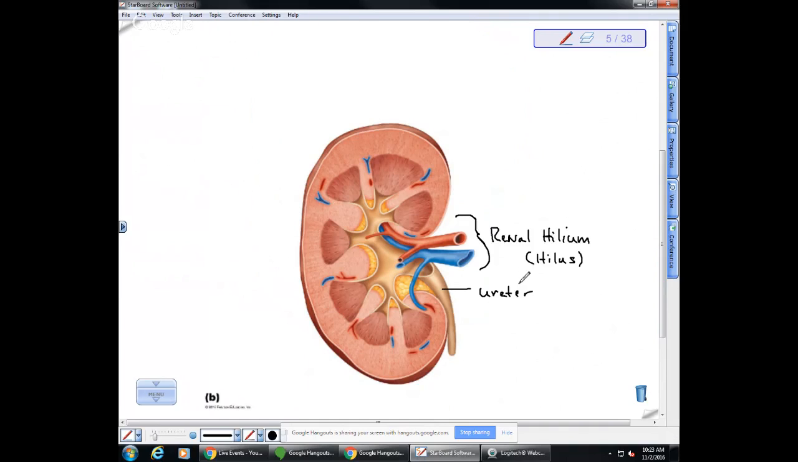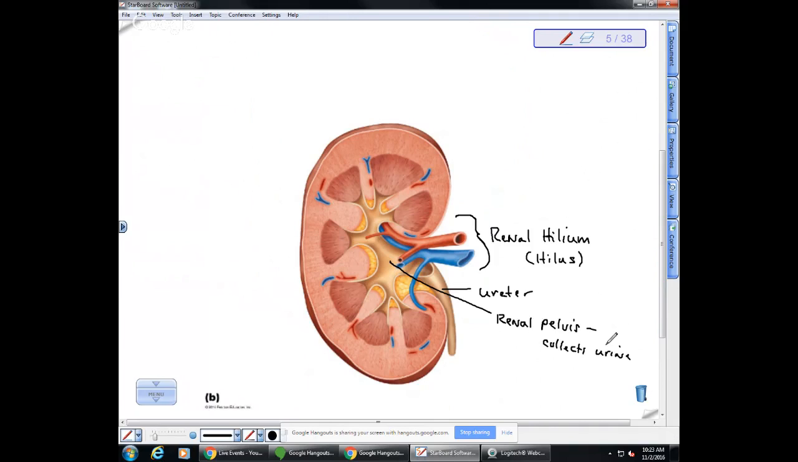We also have right here, where the renal hilus kind of enters into this area, what is called the renal pelvis. It is the renal pelvis that collects the urine, and then the ureter is what transports the urine to the bladder.